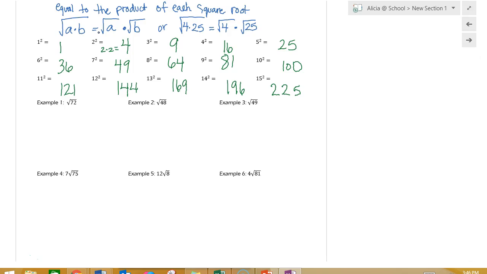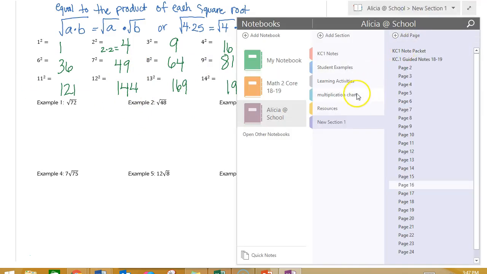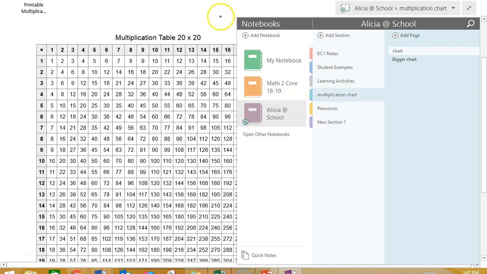So, I'm actually going to skip example 1 for right now. Looking at example 2, I see that I have the square root of 48. The idea is I want to find numbers that multiply to 48, but I also want to check to see if any of those numbers are perfect squares that we have listed right above. So I'm going to pull up my multiplication table. I'm looking for 48.